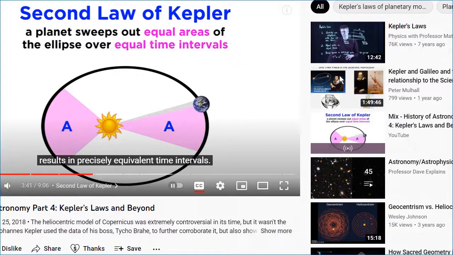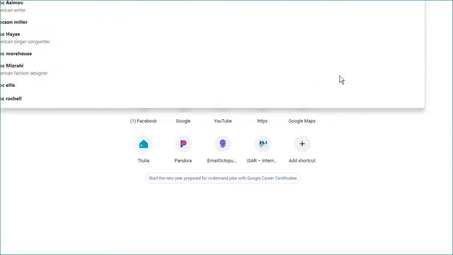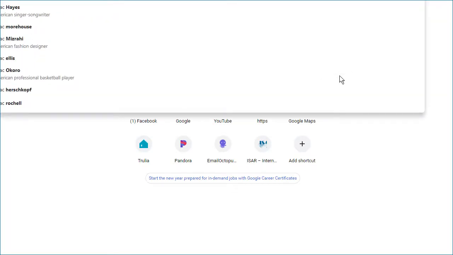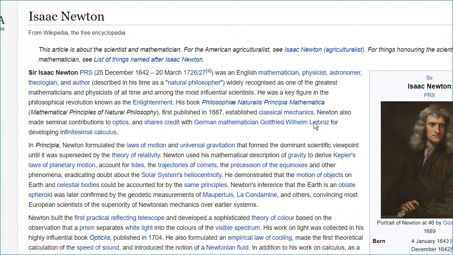You know what? I need to look up when Kepler lived. Let's look up Isaac Newton. You can't see what I'm typing, but let me just type this in. When did Newton live? Sir Isaac Newton. I just don't want to say something wrong.